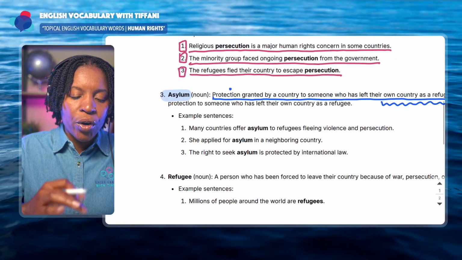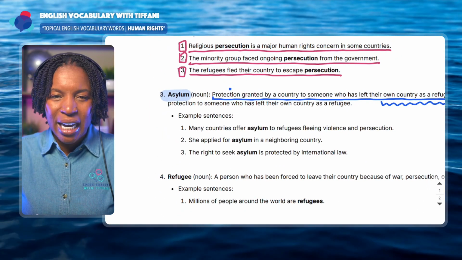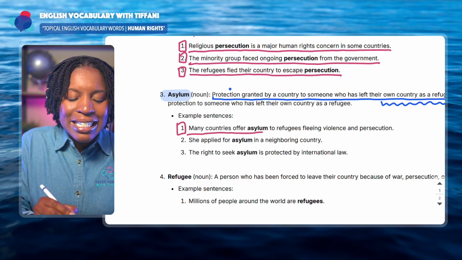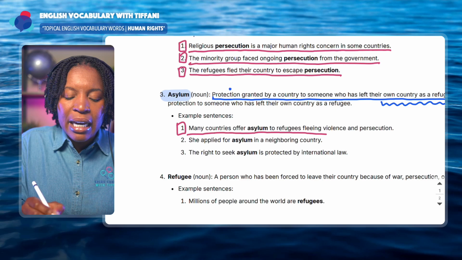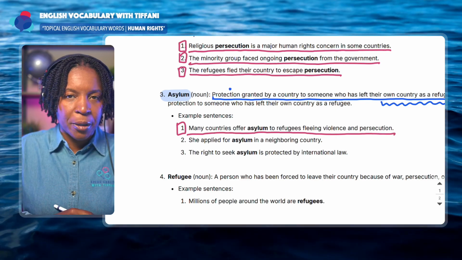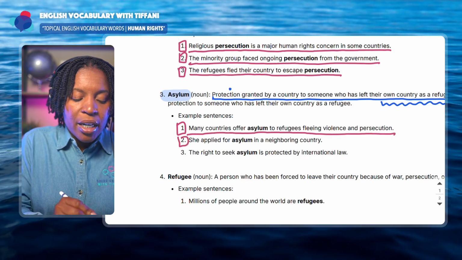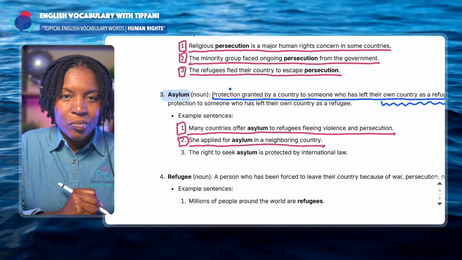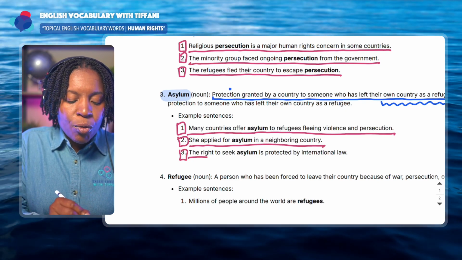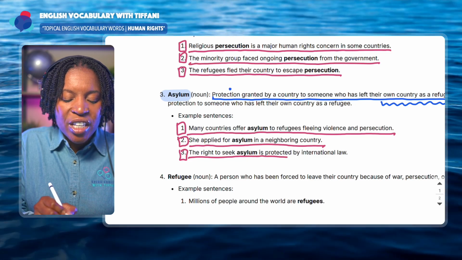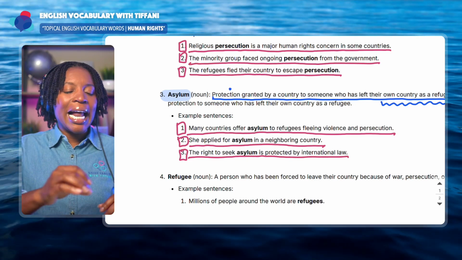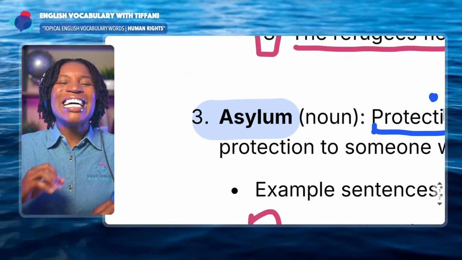So let's check out the example sentences for the word asylum. Here's the first example sentence. Many countries offer asylum to refugees fleeing violence and persecution. Next. She applied for asylum in a neighboring country. And finally, the right to seek asylum is protected by international law. So once again, our third word is asylum.